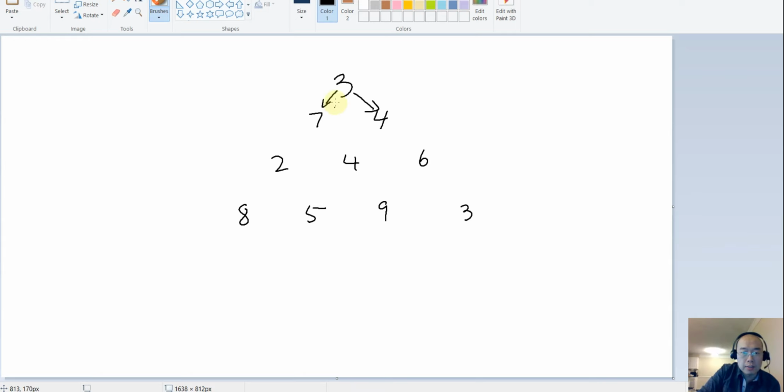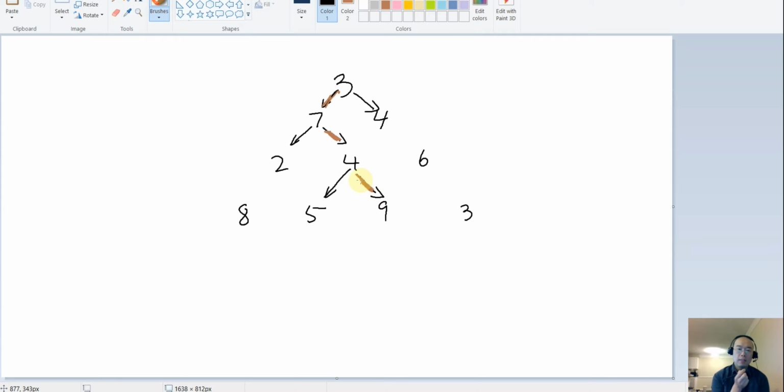I'm going to pick the 7. So I'm going to say, okay, I want to pick this one. After that, from 7, we check two values, 2 and 4, and we want to pick the higher one, so we pick this choice. Then from 4 we have 5 and 9, and we pick the greedy choice again. Okay, so this is how we made the decision.